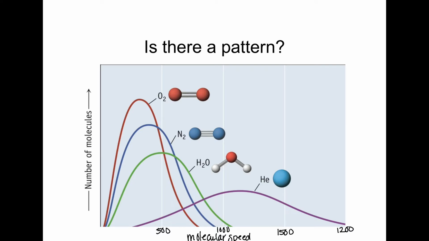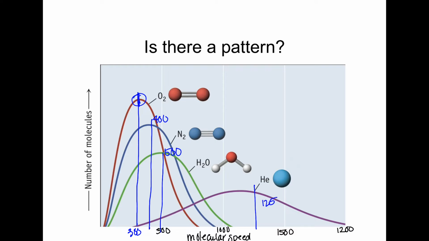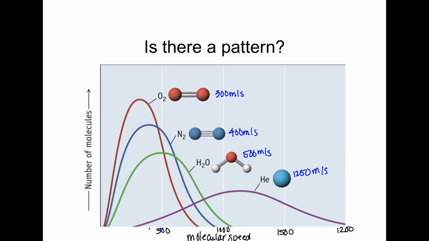Let's look at the trend that's here. Oxygen gas, where it has the most molecules, its average molecular speed is maybe something about 300. Nitrogen is maybe 400. Oxygen, we'll call that 500. And then helium out here, we'll call that 1250. I cleaned that up a little bit, but what we can tell when we're looking at these numbers is that oxygen is going on average a lot slower than helium is at the same temperature.